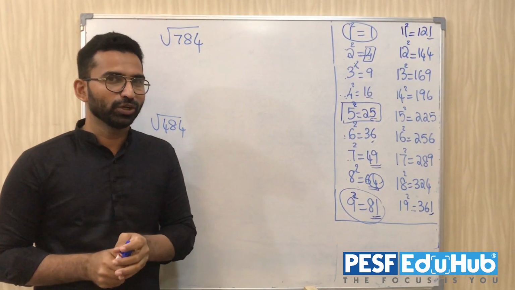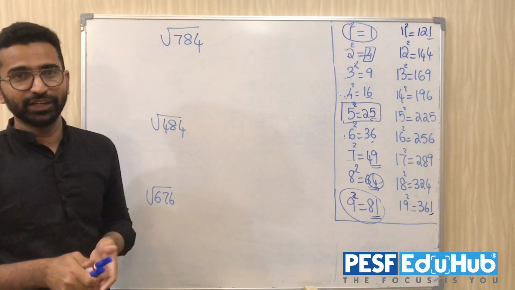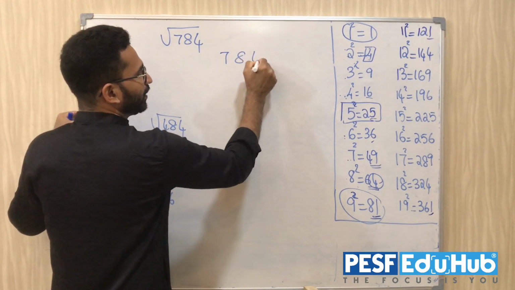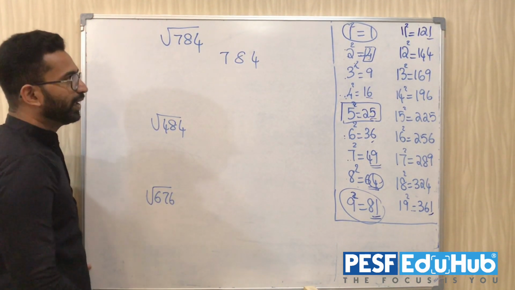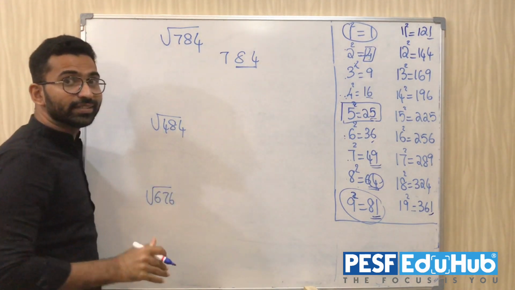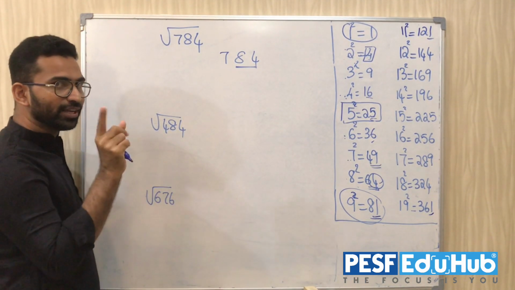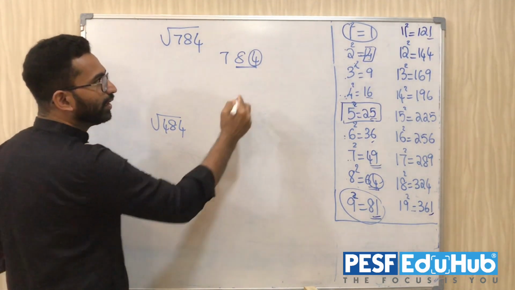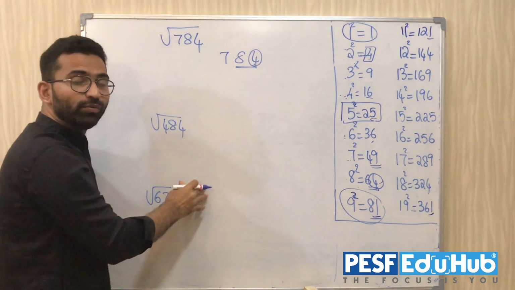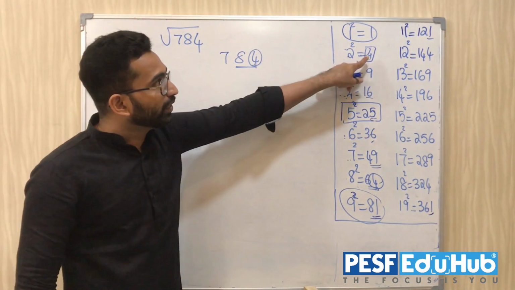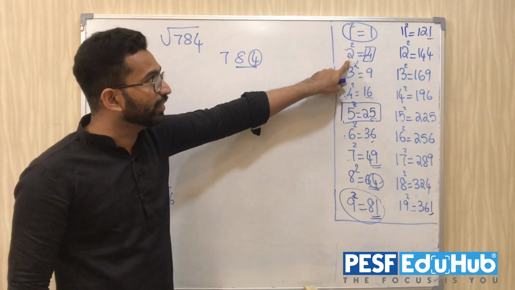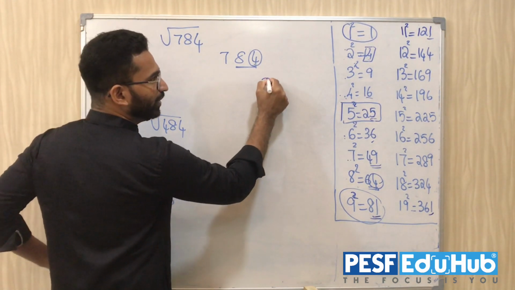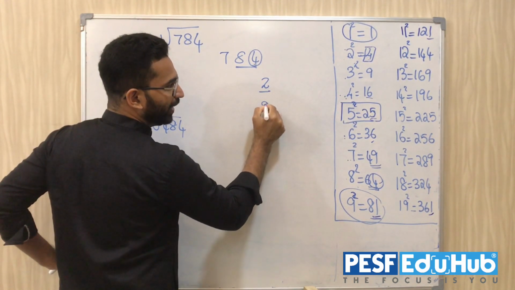So the very first question we are going to deal with is the square root of 784. The procedure is very simple. I am writing down 784 and first I'll consider the last digit. What is the last digit here? 4. Am I right? If the number is ending with 4, then what are the possibilities? The square root value is either ending with 2 or ending with 8. Am I right? So your answer will be either ending with 2 or ending with 8.